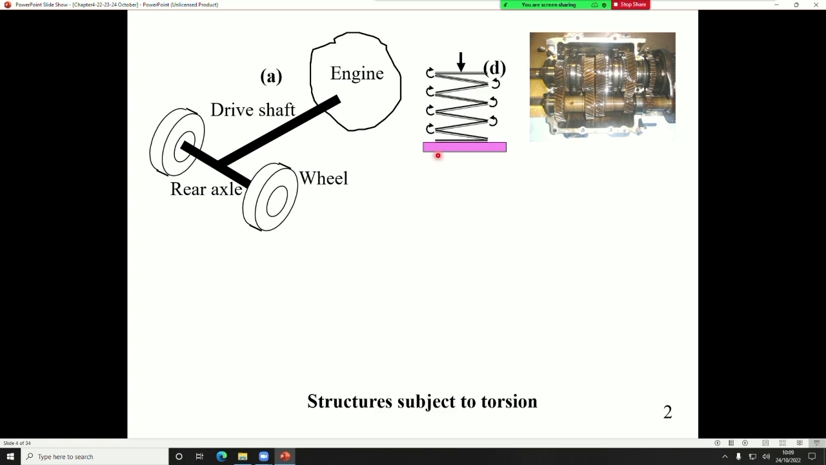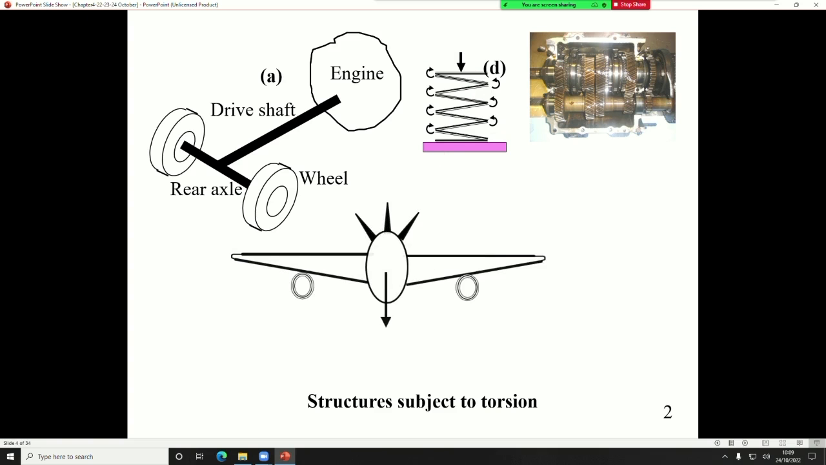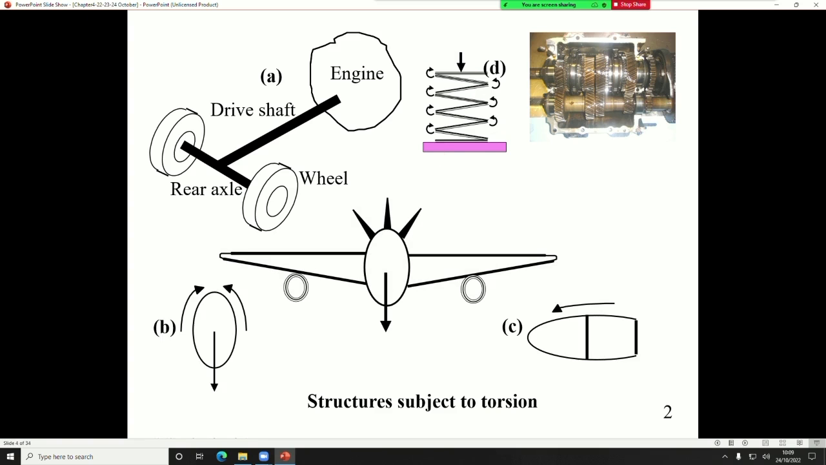The other examples that you should be familiar with is an aircraft. During flight, because of the weight of the engines, because of the weight of whatever is in an aircraft, the wing is subject to torsion, the fuselage is subject to torsion, and also the wing sections are subject to torsion.